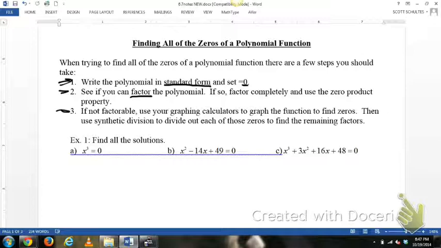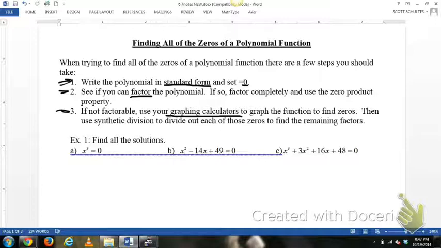If it's not factorable, you're going to go to step 3, and you're going to use your graphing calculators to graph the function to find its zeros. Then you're going to use synthetic division to divide out each of the zeros to find any remaining factors and zeros. So you will need to have your graphing calculators handy as we go forward in this lesson.